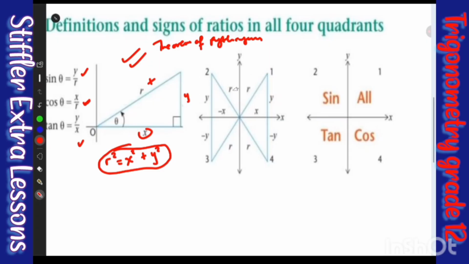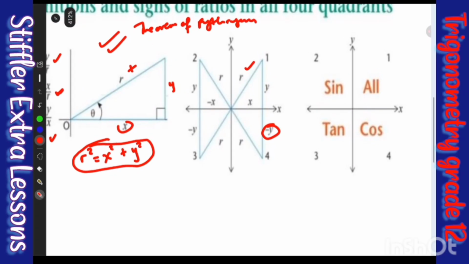I hope you know this, like in the first quadrant, that's what I was explaining, everything is positive and r will always be positive. In the second quadrant, x is negative, however y is positive. In the third quadrant, both x and y are negative. And in the fourth quadrant, we have x that is positive but y is negative, right? So you must always remember that.